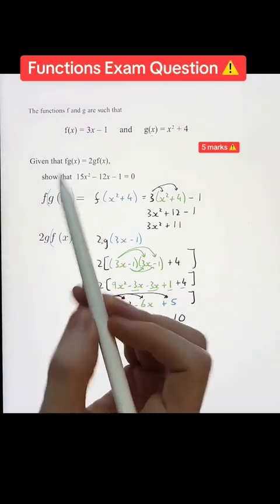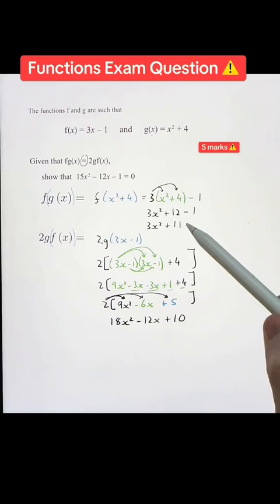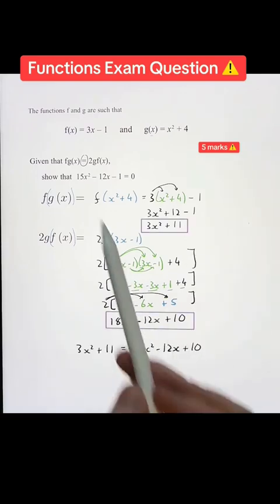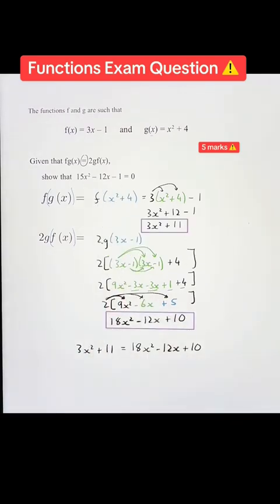As I was given that fg of x is equal to 2gf of x, therefore I can just put them equal to each other. As I want my quadratic to equal 0, I've currently got positive 18x squared on the right, and I've only got positive 3x squared on the left. As I've got more positive x squared on the right, therefore I'm going to bring everything across to the right. So the opposite of add 3x squared, therefore, is subtract 3x squared from both sides. Likewise, the opposite of add 11 is to subtract 11 from both sides.